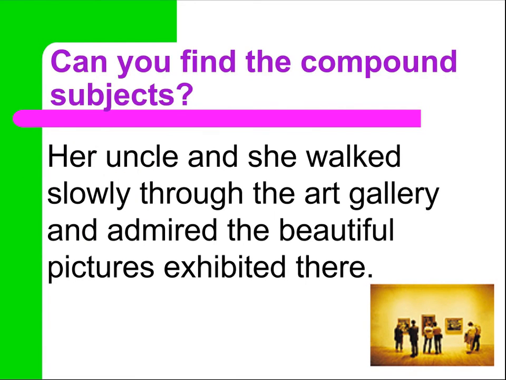In this sentence, what do you think is the compound subject? Her uncle and she walked slowly through the art gallery and admired the beautiful pictures exhibited there. Well, who or what is the sentence talking about? The sentence is talking about her uncle and she. And one of our clues is that conjunction and. We have a compound subject.